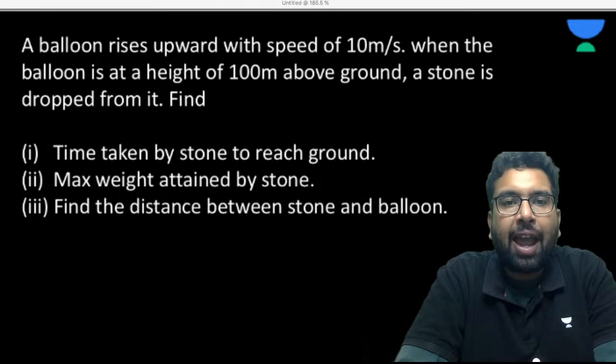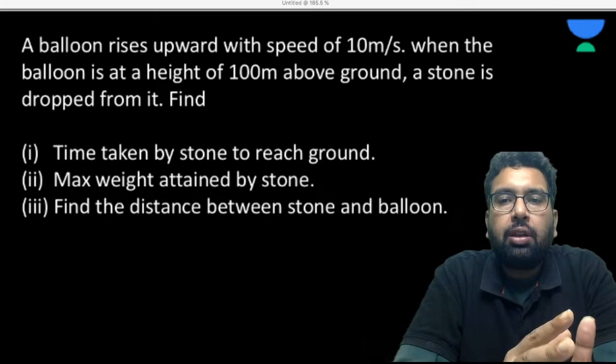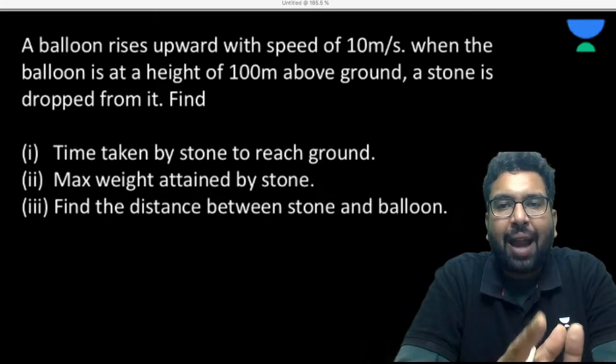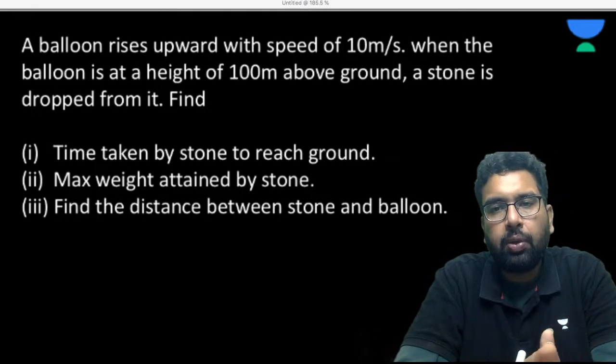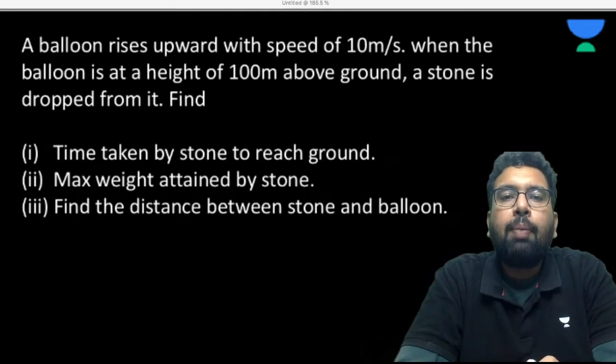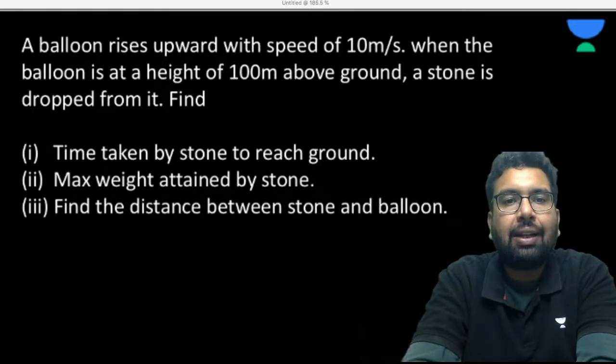It says balloon. In physics, a question may sound very practical, but we don't have to be afraid; we have to use the concepts we have learned. A balloon rises upward with a speed of 10 meter per second. When the balloon is at a height of 100 meter from the ground, a stone is dropped from it. Find the time taken by the stone to reach the ground. So how is it going to happen?